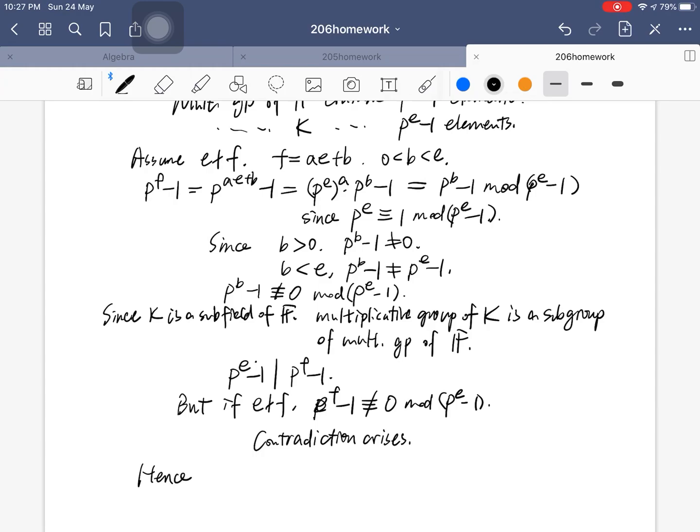So in conclusion, we have P equal to Q, and also e divides f.